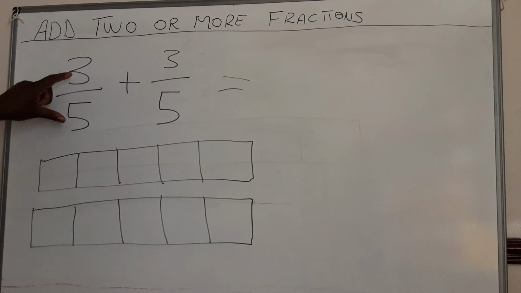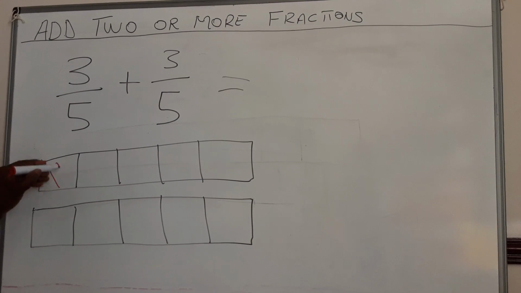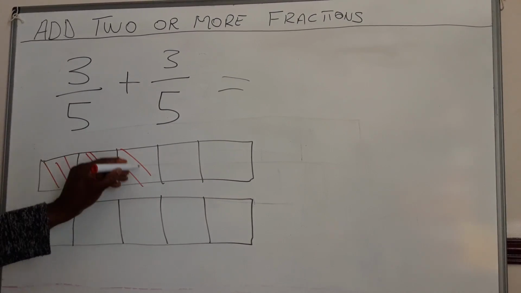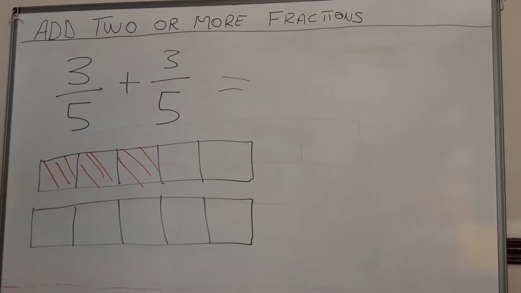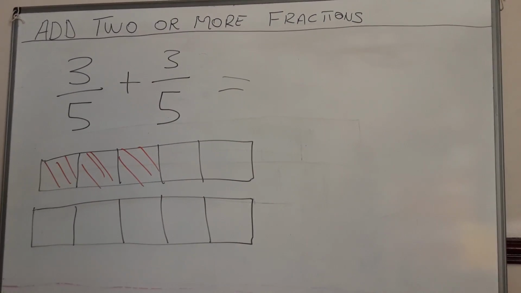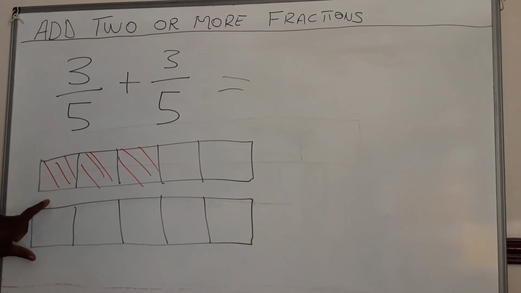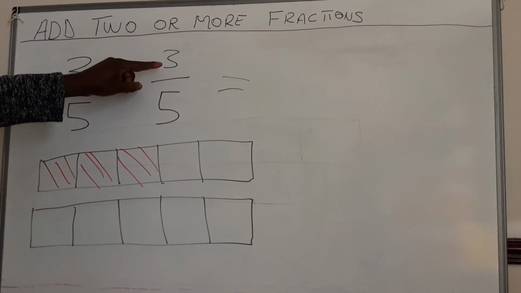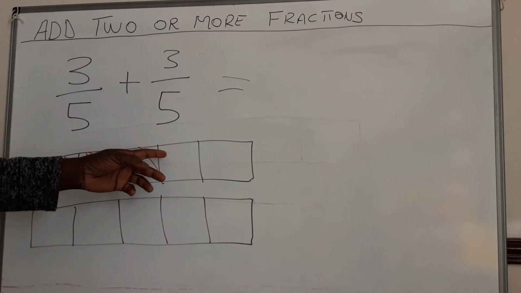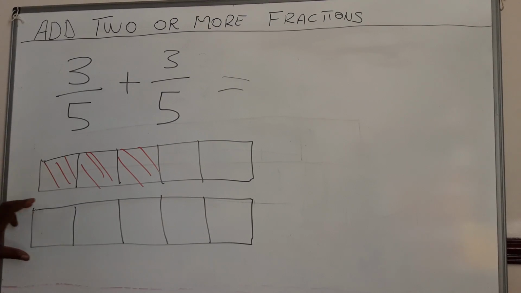So the first fraction says we should shade 3 parts of the bar model. So 1, 2, 3. And the second fraction says we should shade another 3 parts of the bar model. But looking at the first bar model, we can see that it's got only 2 more. So we will need another bar model. That's why we have another bar model here, because it says we should shade 3 parts of it, and with the first, we could only shade 2. So we need another bar so that we could shade another extra one.